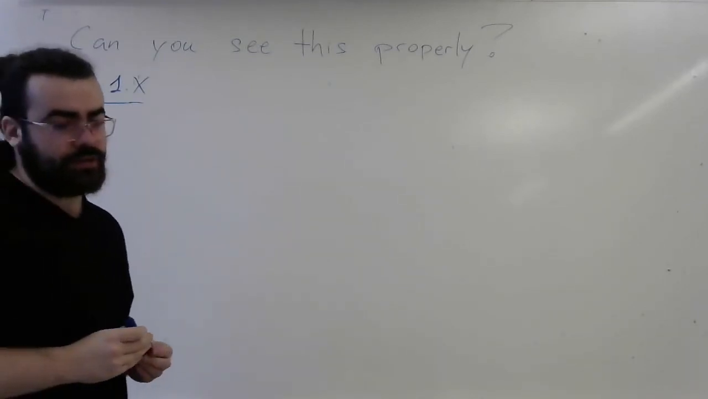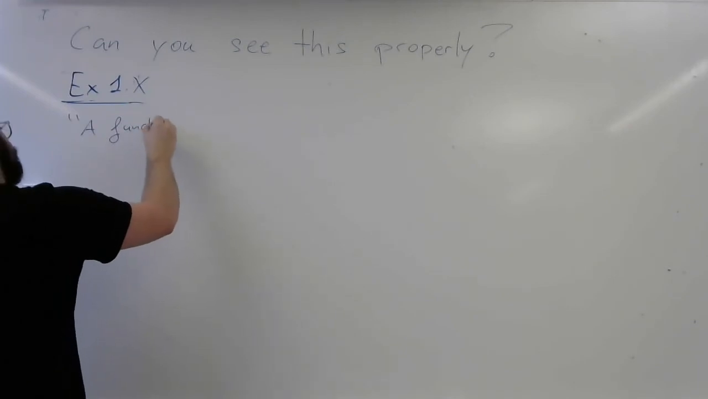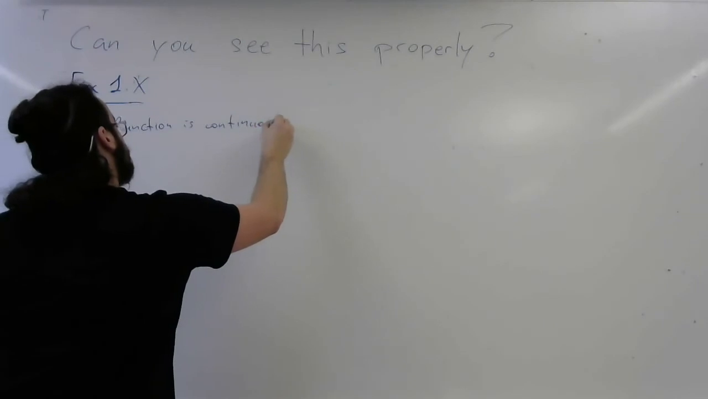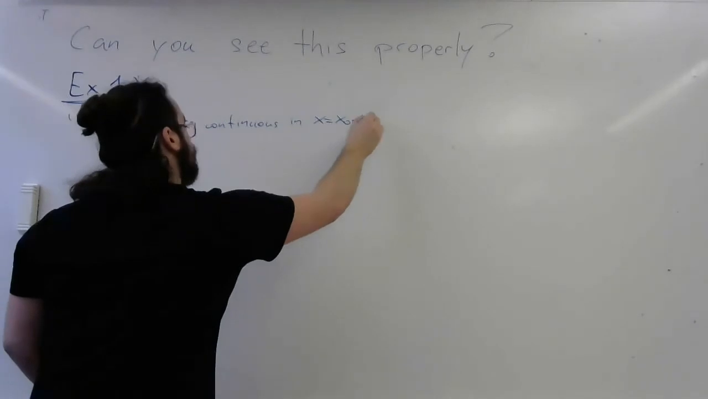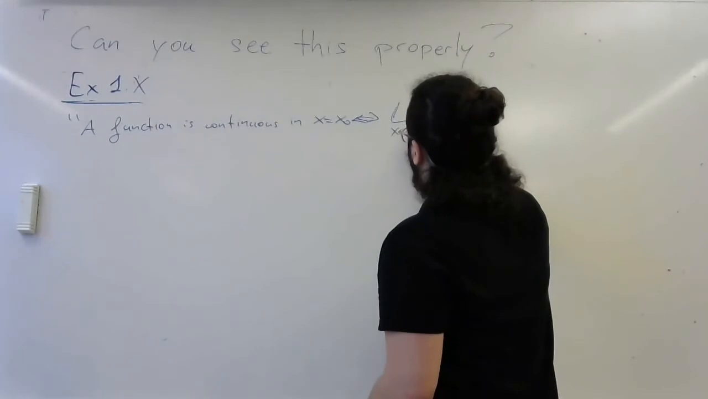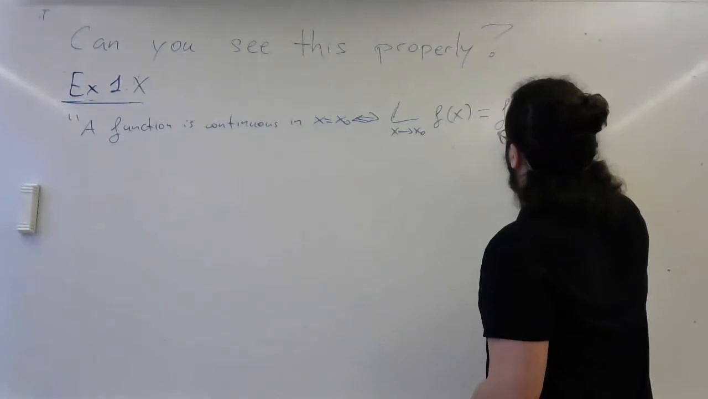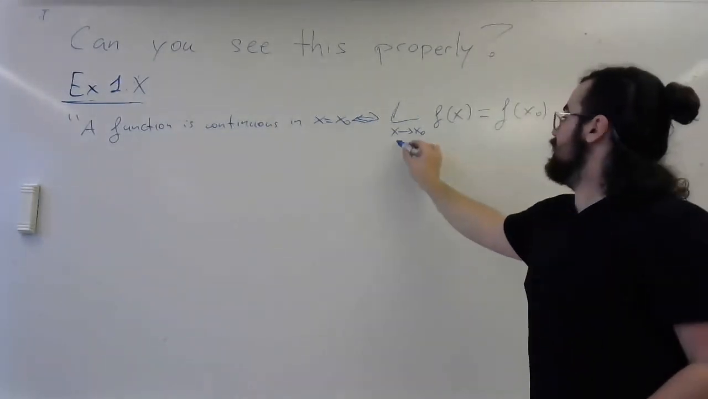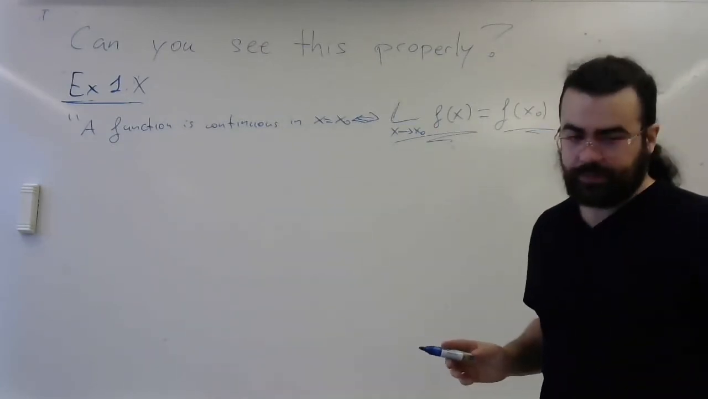You know, a function is continuous in x equal x0. It's equivalent to say the limit when x tends to x0 of f of x is equal to f of x0. So the strategy here is to calculate the limit and compare it with the value of the function.